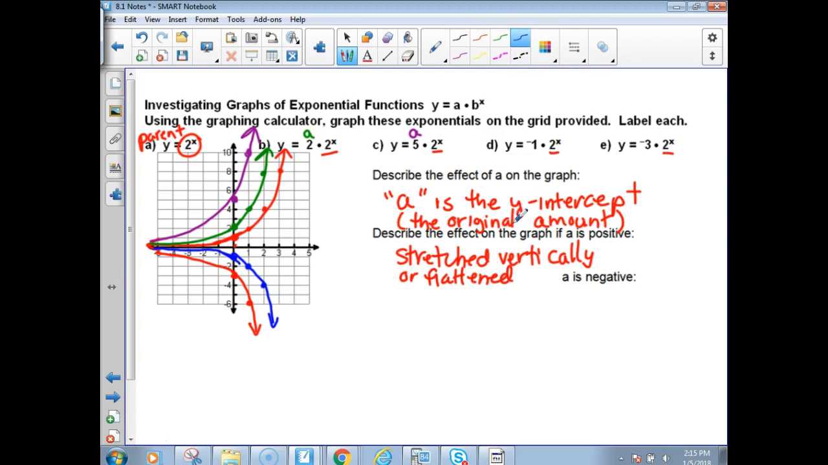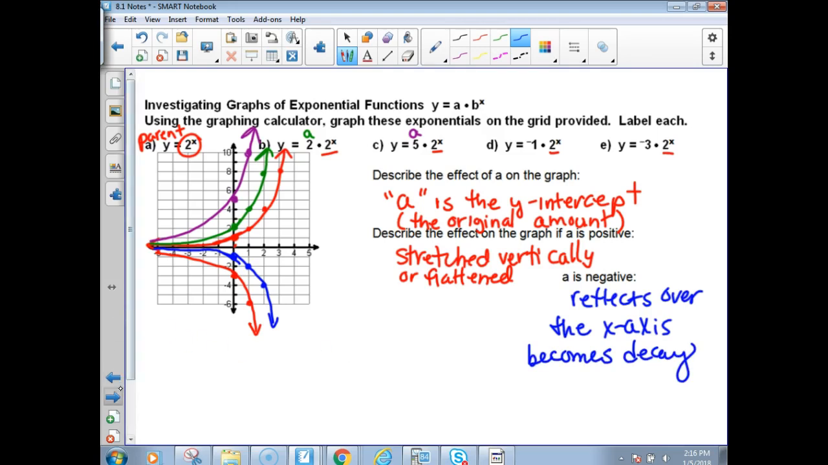Now, what happened when A was negative? It reflects the graph over the x-axis. So it then becomes not growth, but decay. Okay, it's decreasing from left to right.